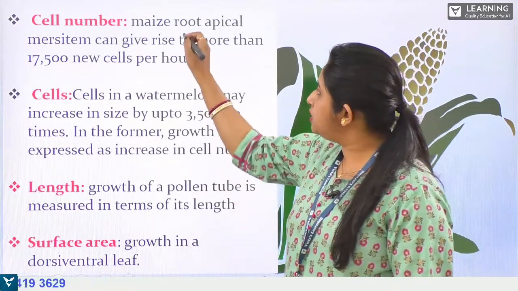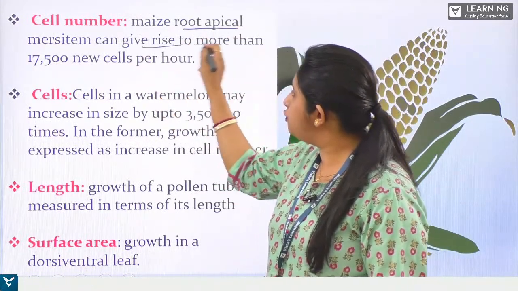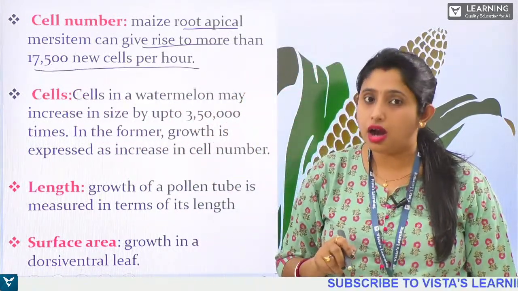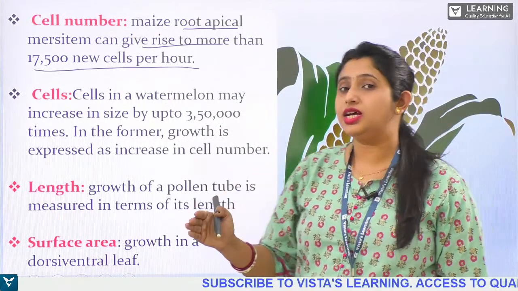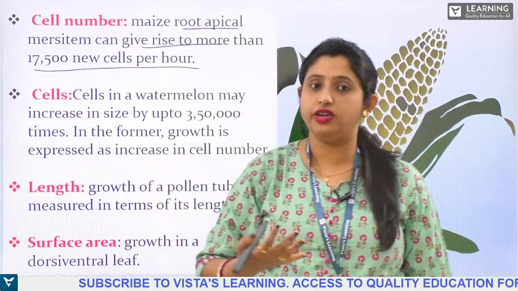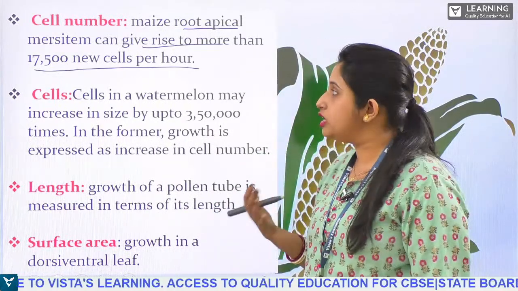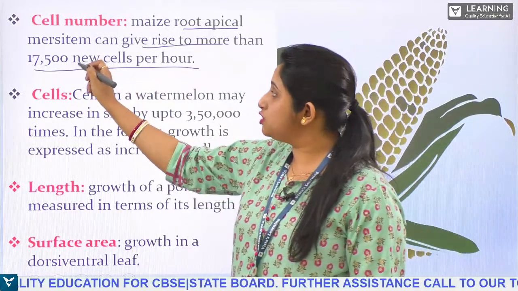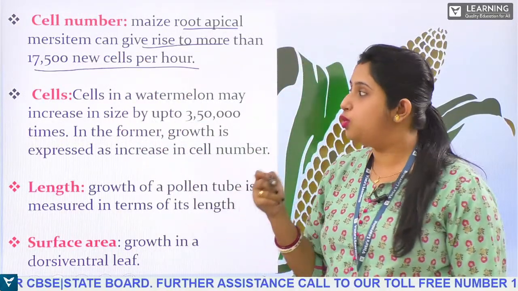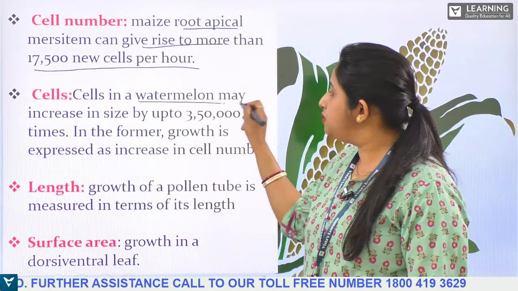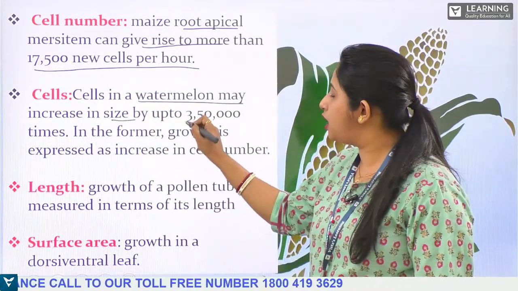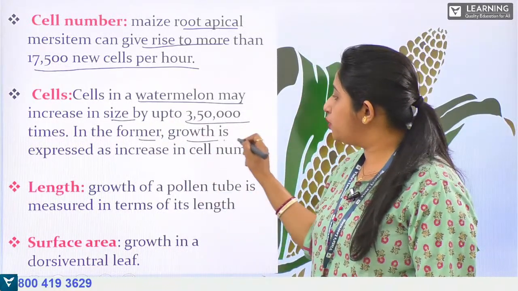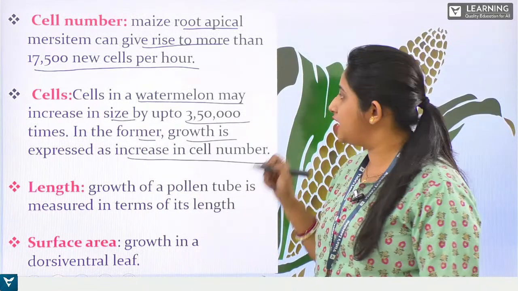The maize root apical meristem can give rise to more than 17,500 new cells per hour. So the number of cells in different plants will vary. In case of the maize, its meristematic tissue can give rise to 17,500 new cells per hour. Now cells in watermelon may increase in size by up to 350,000 times. In the former, growth is expressed as increase in cell number.